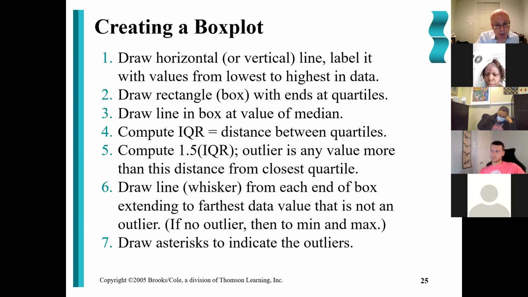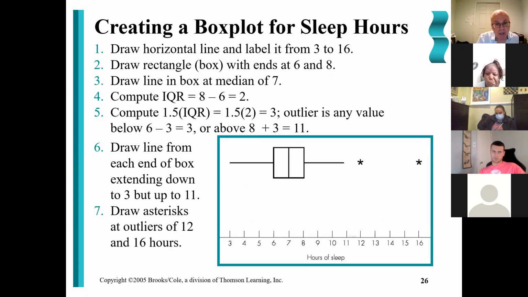Then it says to draw a rectangle or box where the left end of the box is going to be your lower quartile and the upper end of the box will be the upper quartile. Again, I'll show you what it looks like. And then the median is going to be a vertical line in the box. Again, I'll show you. Actually, let's take a look at this. Here's an example right here.